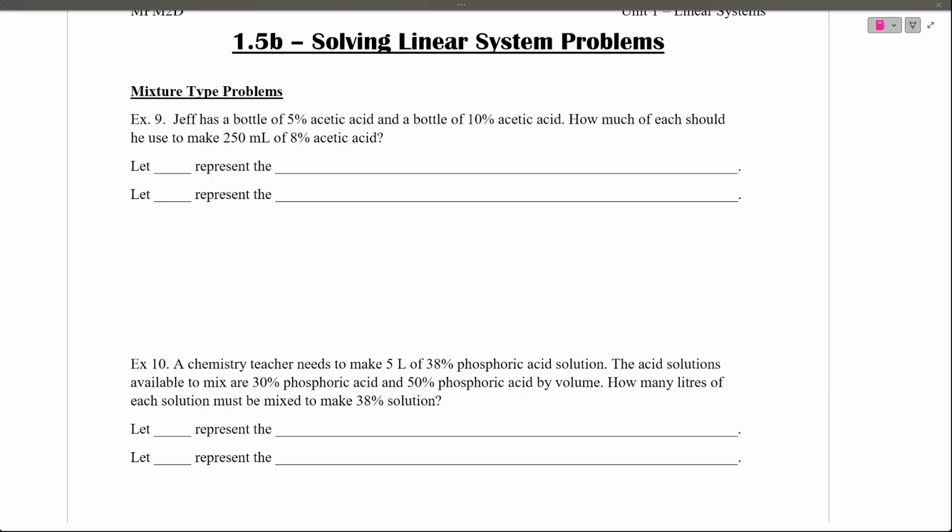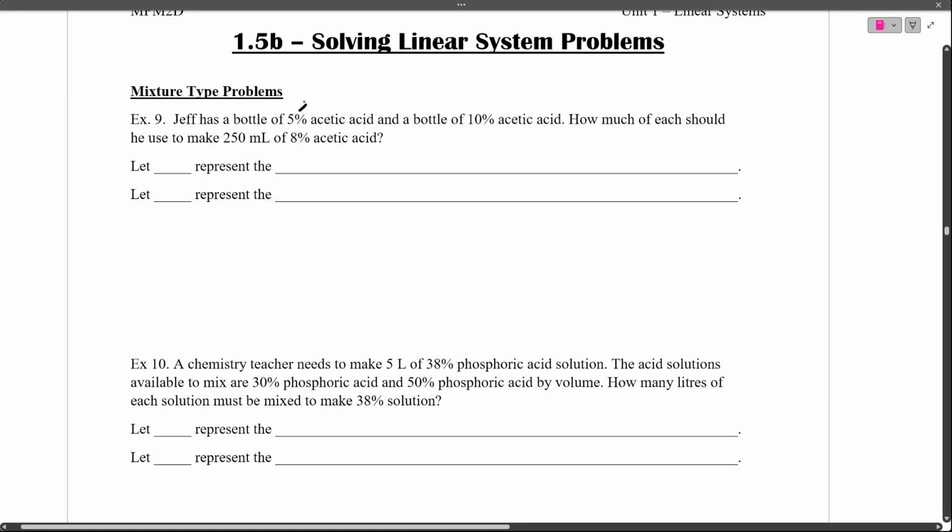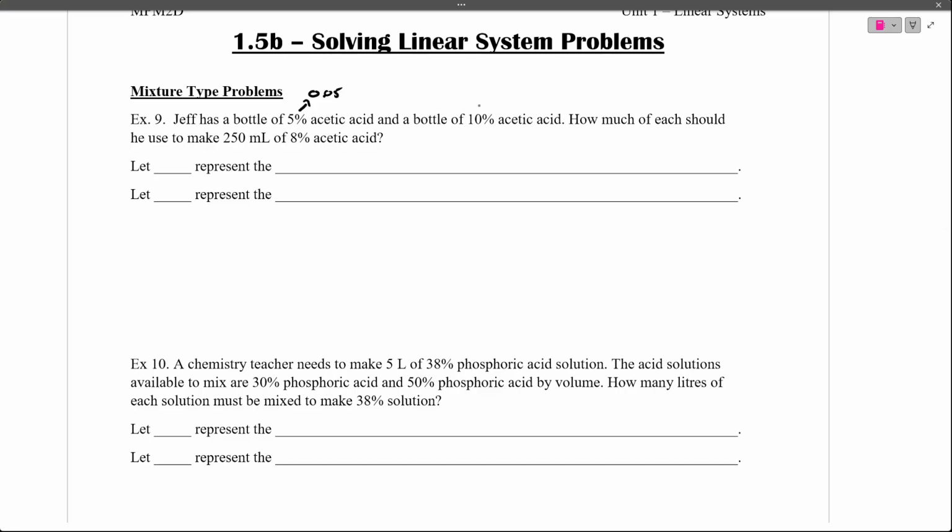So let's try this one first of all. So we start off and we have Jeff has a bottle of 5% acetic acid. Remember, we always want to rewrite our percentages as decimal places. So that one's going to be 0.05. This one's going to be 0.1. This one down here is going to be 0.08.